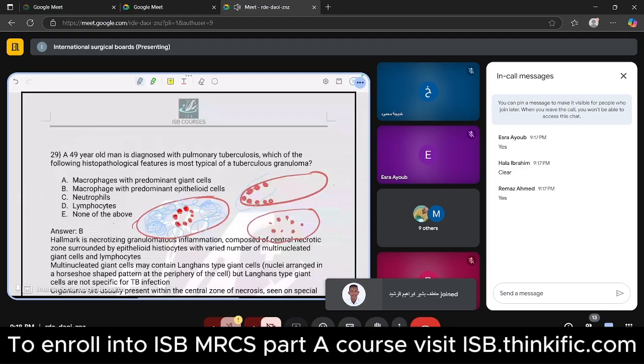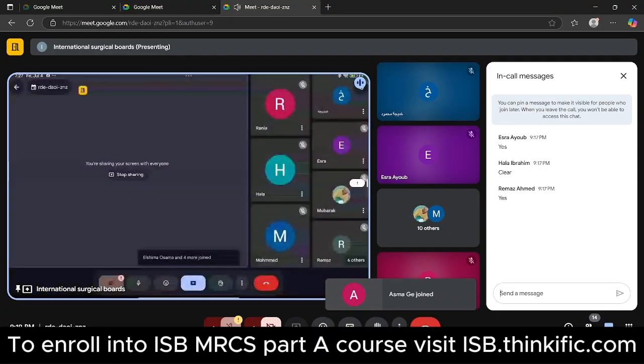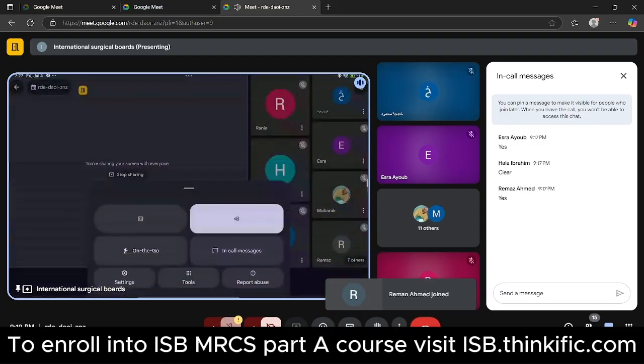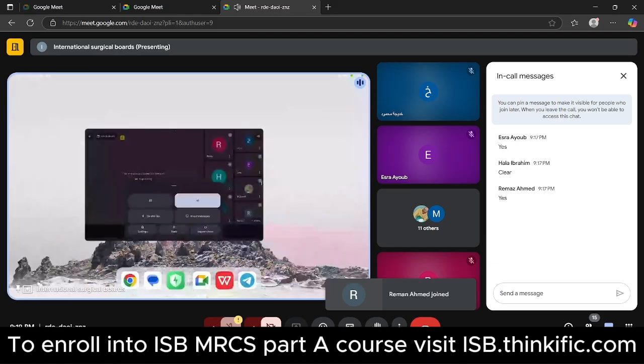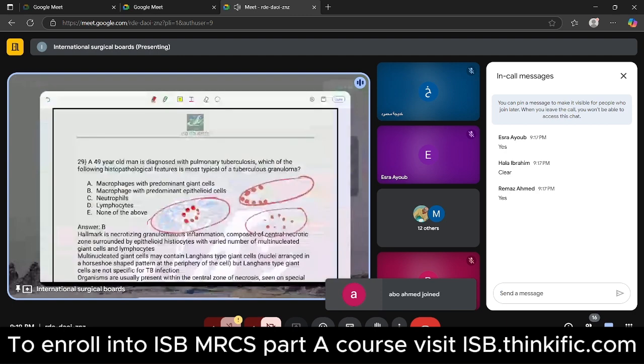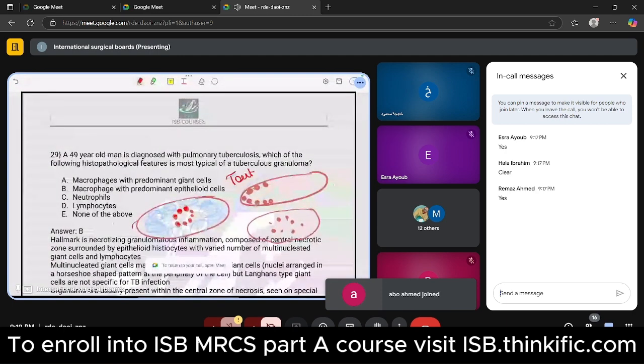Foamy macrophage, foamy cytoplasm, ring-shaped arrangement of nuclei. What's that? It's called Touton cell. That's called Touton giant cell. My next question is, Touton giant cell is seen in which condition? That can be a question in the exam. Touton giant cell, it's seen in which condition?